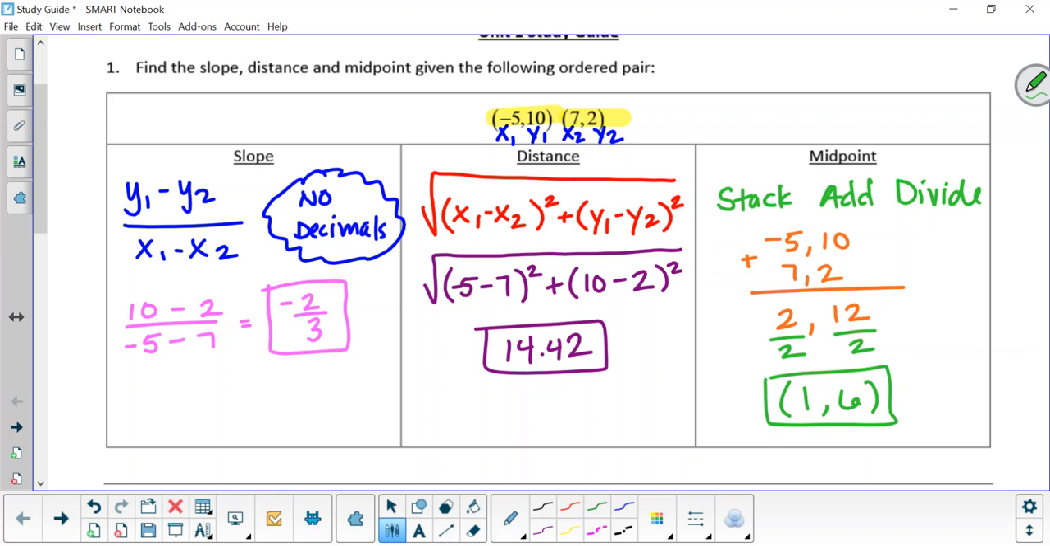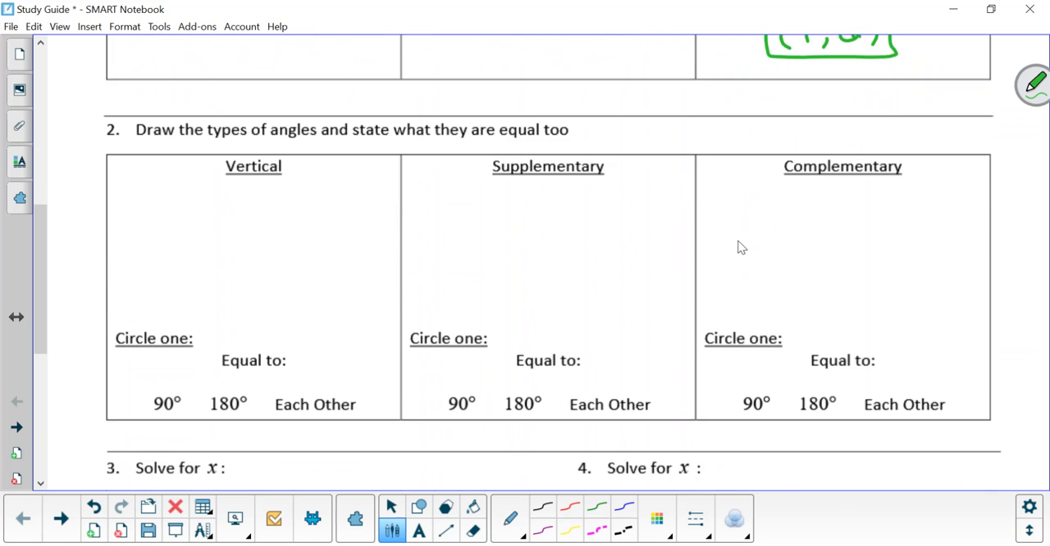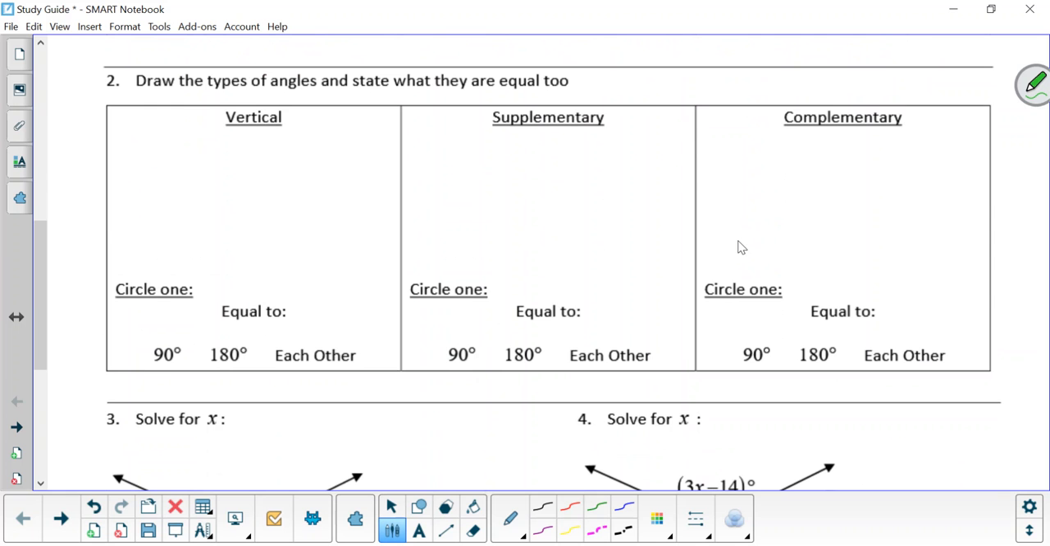So again, you can pause this video, rewind it if you didn't quite get any of those, and go back and try some more. The second set of questions are types of angles that we talked about. So it's asking you to draw the types. So vertical angles are where we have our lines crossing. And remember, vertical angles are always opposite of each other.